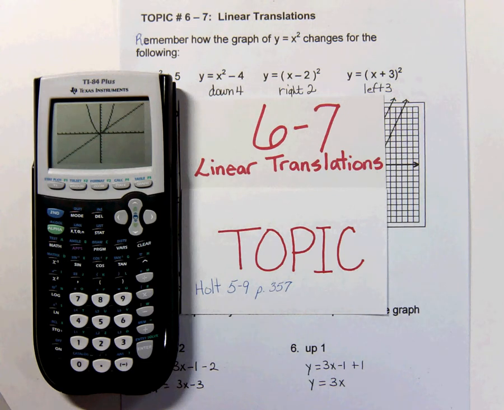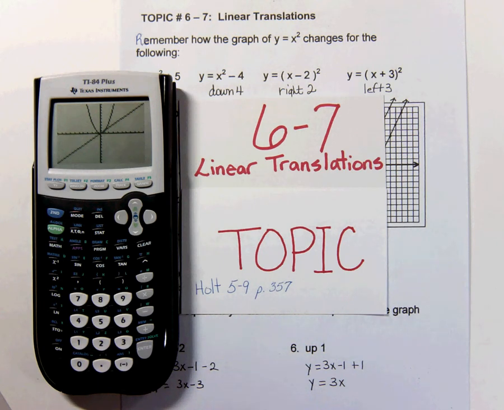Topic 6-7, linear translations. This is the last topic in this Unit 6, and it's kind of going back to a review of linear translations because since we've been looking at what happens with a quadratic change, shifting left and right, up and down, it was a good idea to go ahead and review linear translations. So there's some excellent examples of this transformation in our Holt textbook if you want some more view of that.